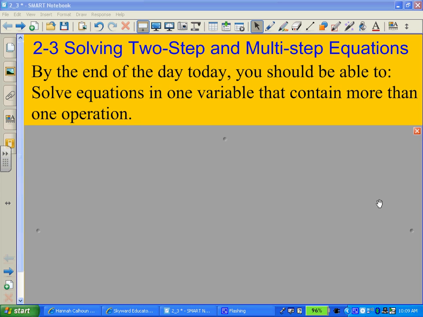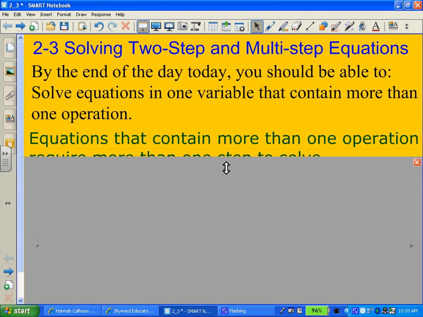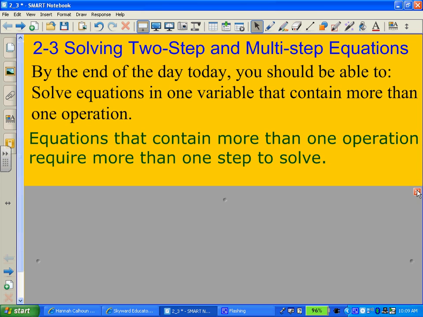Hey there everybody, welcome to 2-3, solving two-step and multi-step equations. We're going to break this section up into two parts. So today's video will just cover two-step equations, and then the next video will talk about multi-step equations. So hopefully by the end of this video you'll be able to solve two-step equations.